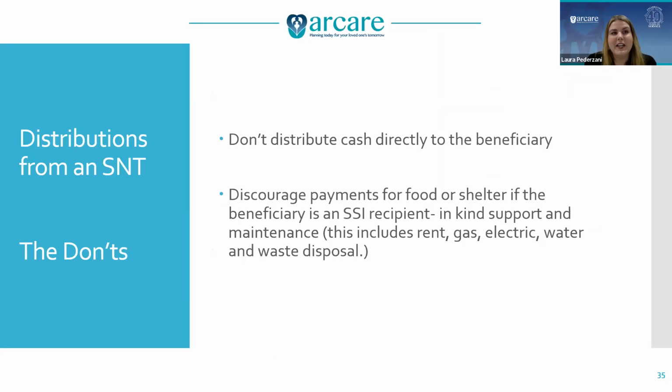So what can the trust funds not be used for? We typically have two rules. Don't distribute cash directly to the beneficiary, and discourage payments for food or shelter if they are an SSI recipient. And why is that? Because it's considered in-kind support and maintenance, which for SSI purposes would reduce their benefit. In-kind support and maintenance includes rent, gas, electric, water, and waste disposal.